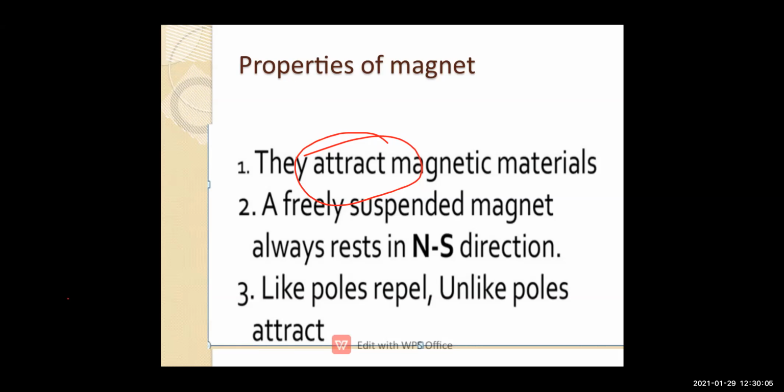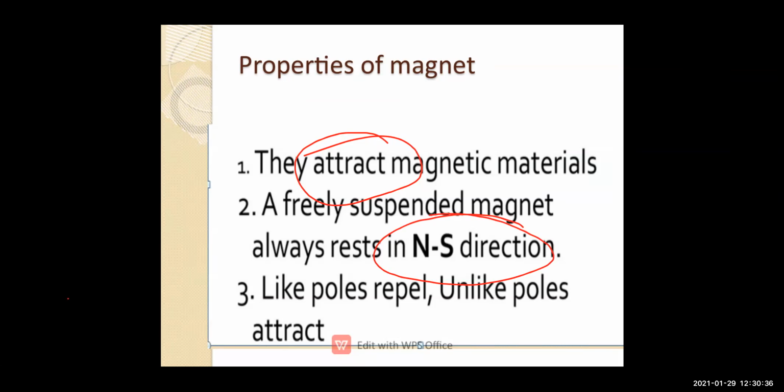Then what is the second property of magnet? When the magnet is hung with a thread and tied to a rod, it will freely move, showing the north and south direction. North and south direction means the magnet will show you only north and south direction. So when the magnet comes to rest, it will show you the north and south direction.